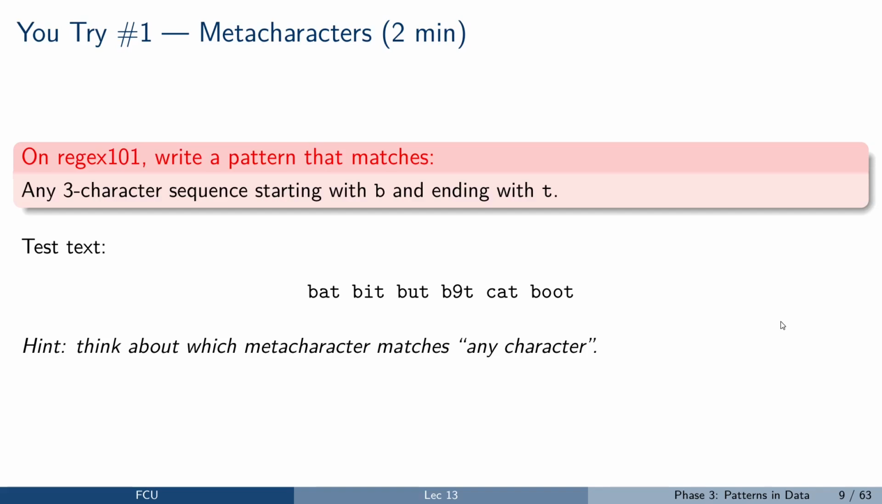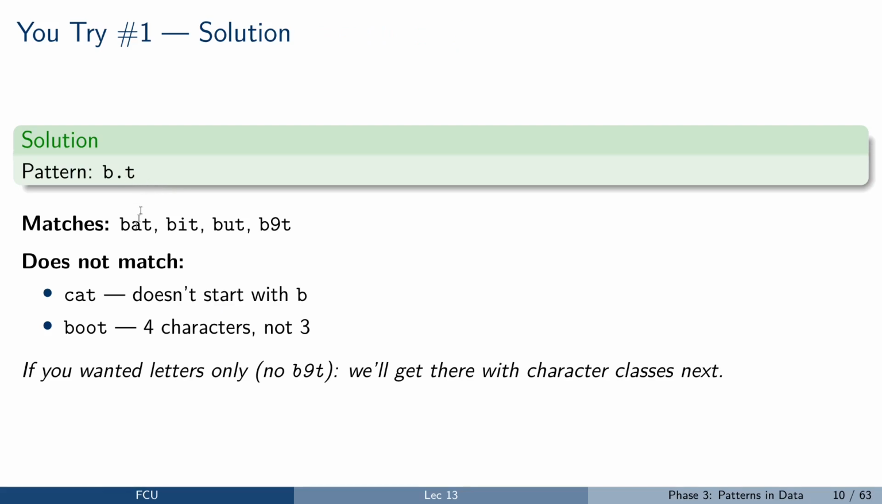Any 3-character sequence starting with B and ending with T. B.T कर सकते हैं, लेकिन वो सिर्फ 3 characters आएंगे. Any 3-character sequence. Then we could do B.T. And that's the answer, B.T. So B.T, that's the pattern. We do not have to match boot because that's 4 characters, not 3.